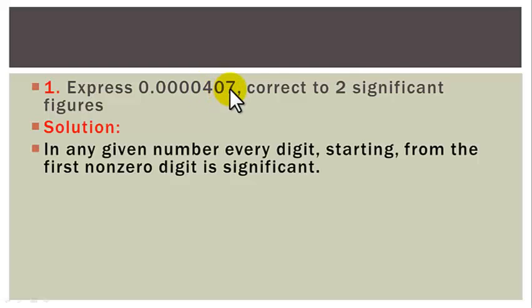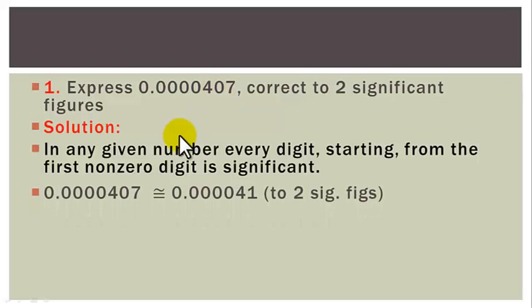Since the next digit, which is 7, is greater than 5, we have to round it up so that the number 0 here is increased to 1. So therefore, the number 0.0000407 is approximately equal to 0.000041 to two significant figures.